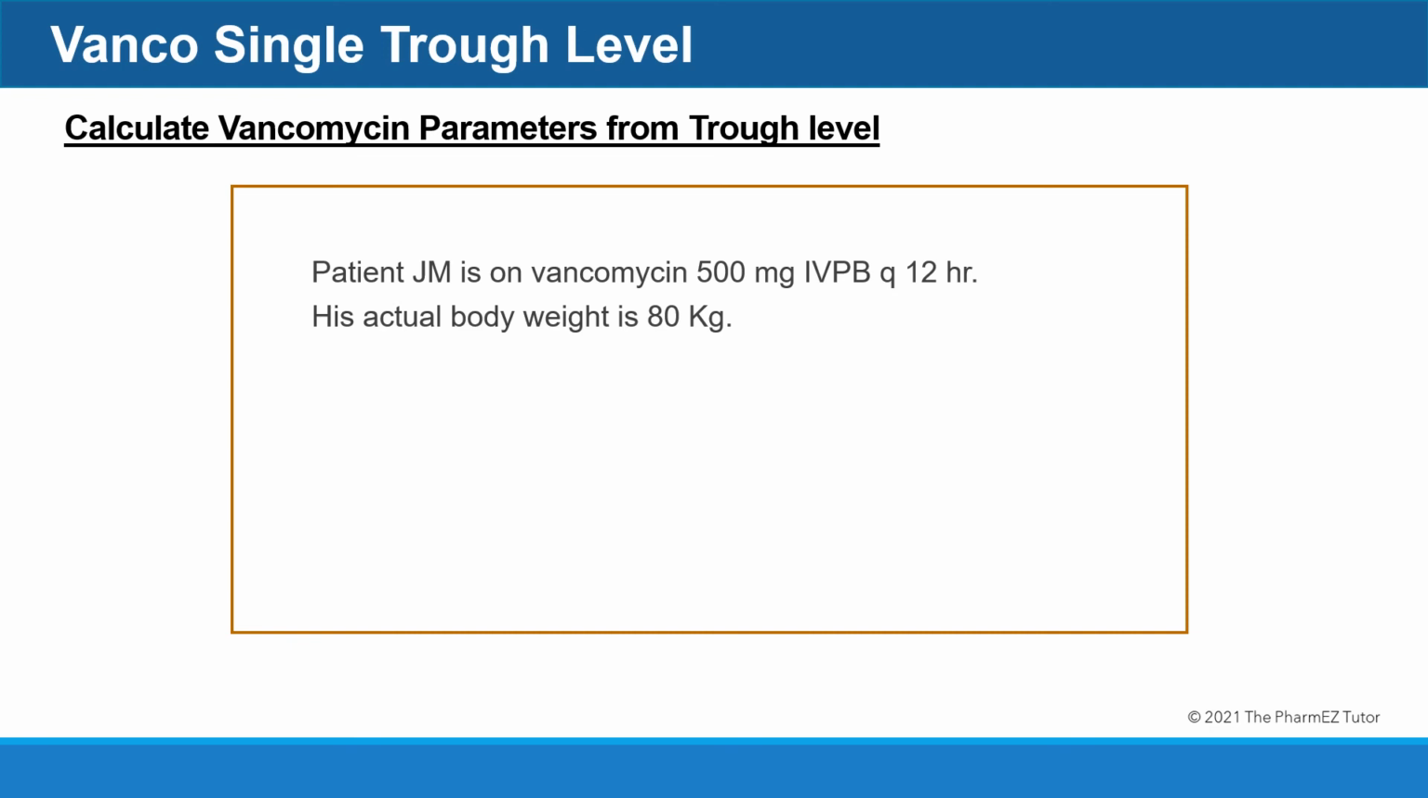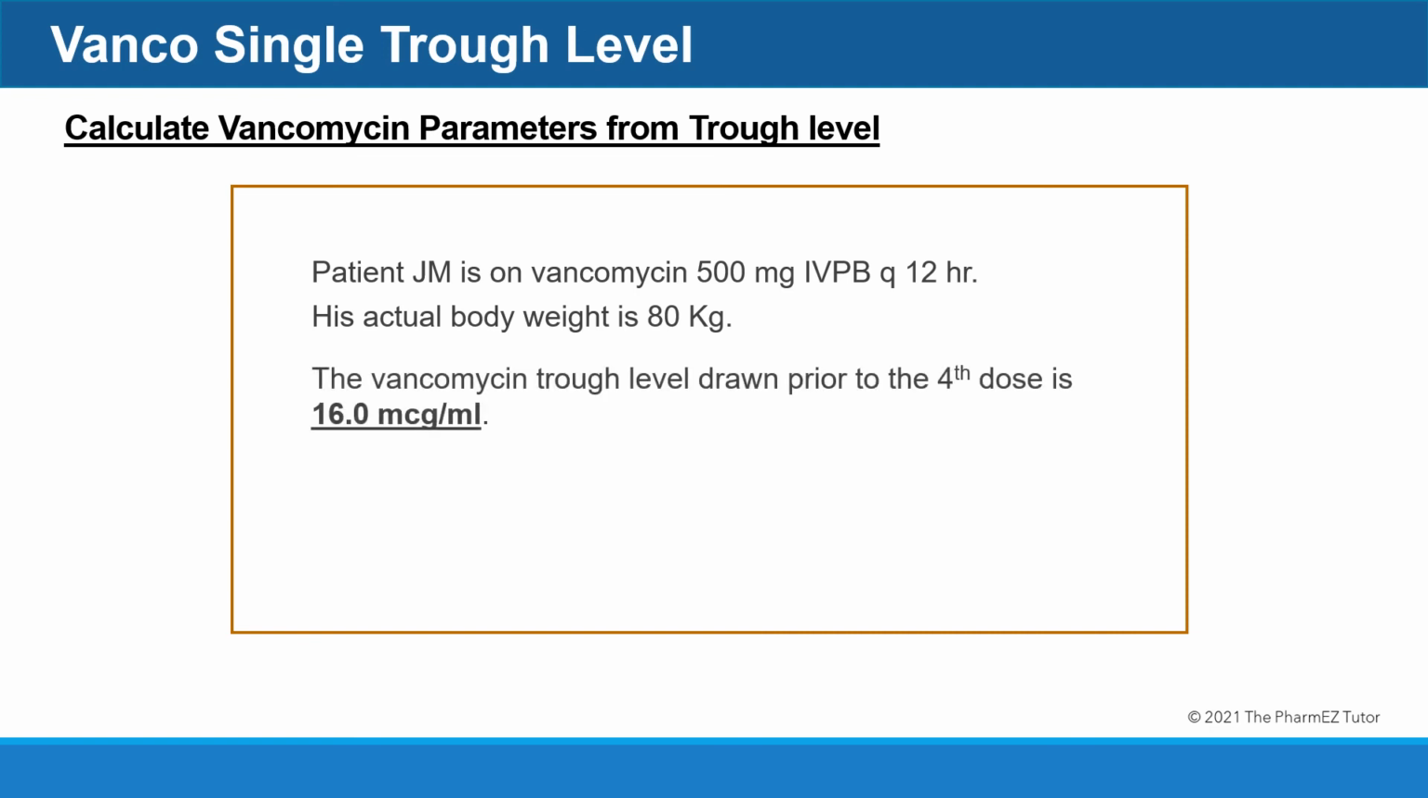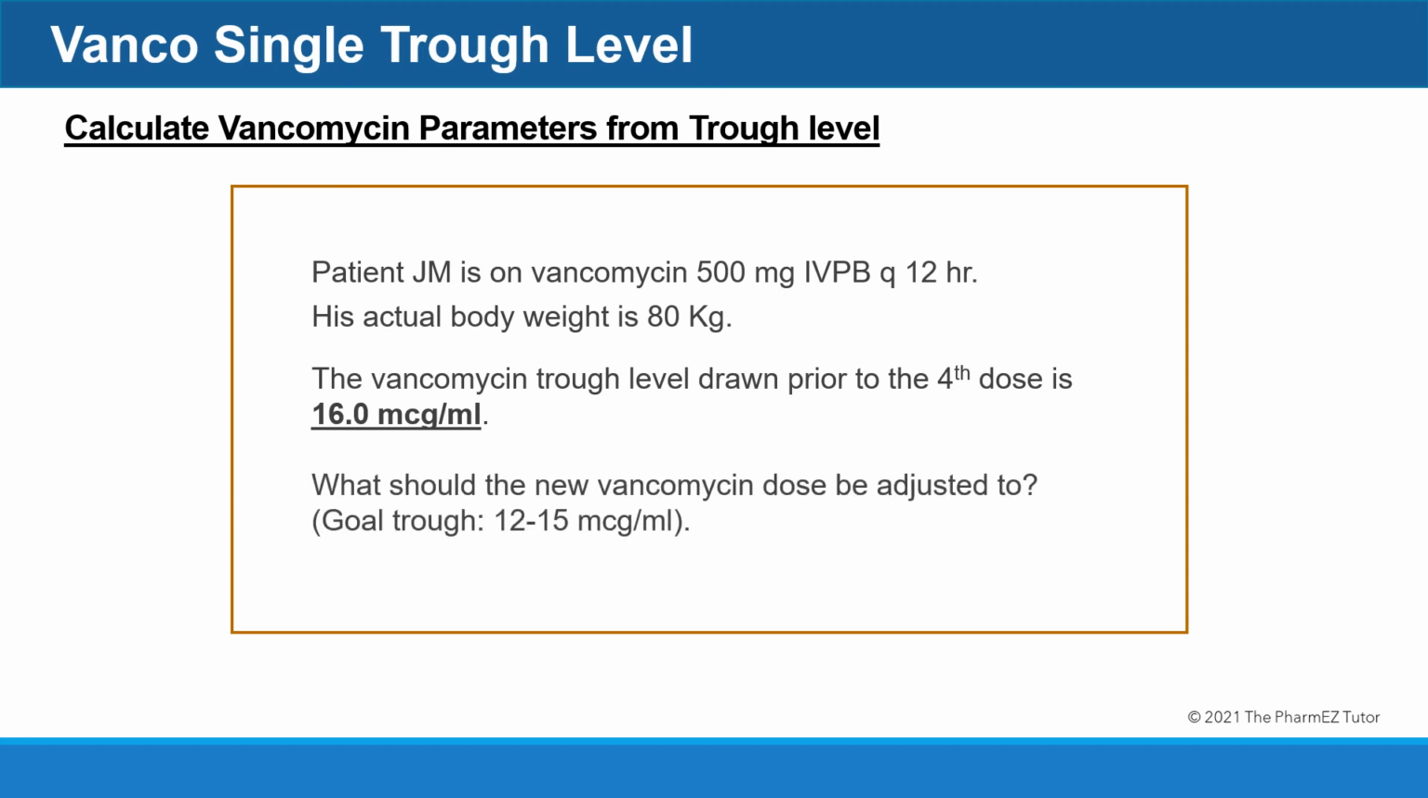Patient JM is on vancomycin 500 milligrams every 12 hours. His actual body weight is 80 kilograms. The vancomycin trough level drawn prior to the fourth dose is 16 micrograms per mL. What should the new vancomycin dose be adjusted to? The goal trough is 12 to 15 micrograms per mL.